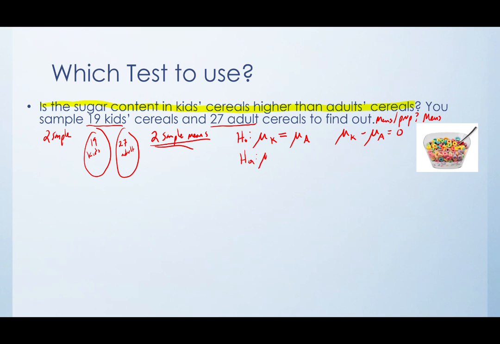So I'm going to do the same thing for my alternate: kids mu sub k, adults mu sub a. We think kids cereal is higher, so it's going to get the greater than. And if we write it as a difference, kids minus adults greater than 0. We're just rearranging the equation.